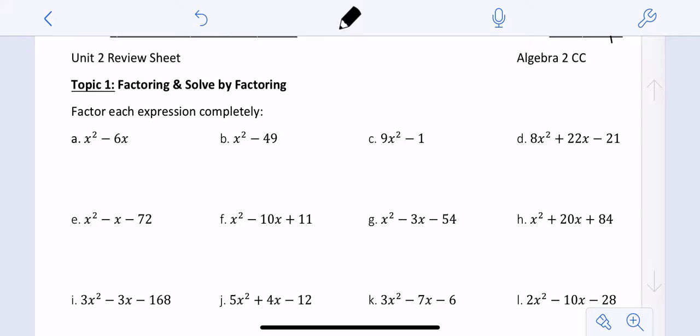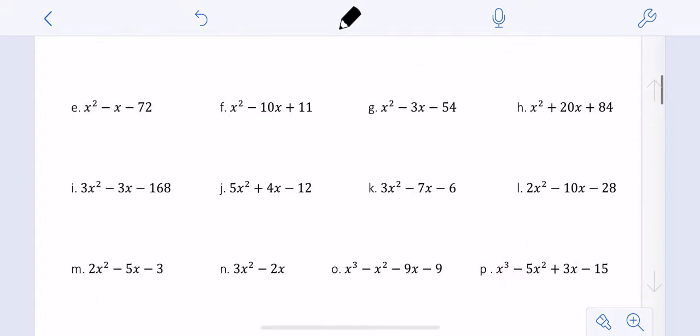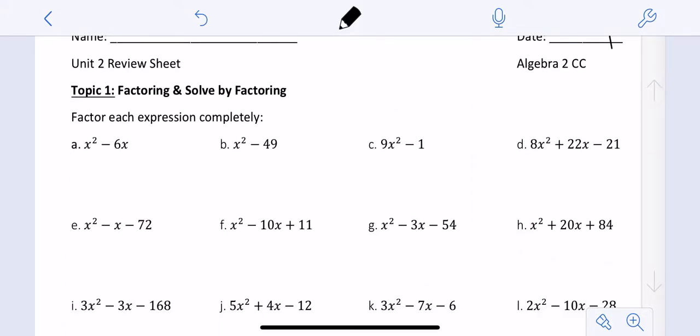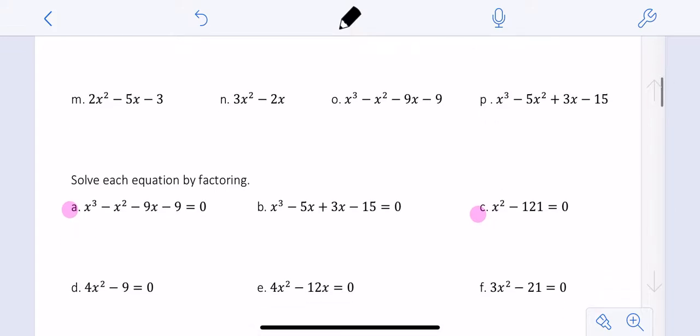So the first page of your review sheet goes through factoring and then solving by factoring. And the big thing I want to point out is the difference. When you factor, you're just factoring, right? You're just getting it into a different form. When you solve by factoring, you're going to actually get an equation or an answer like x equals a number. And so when I solve by factoring, I need to factor anyway, so I'm just going to do those.